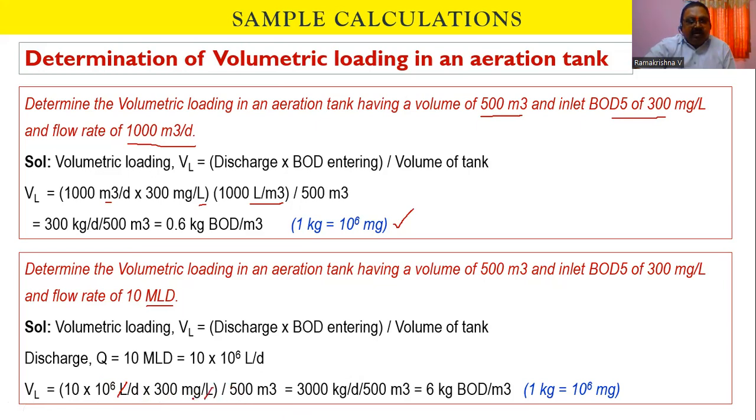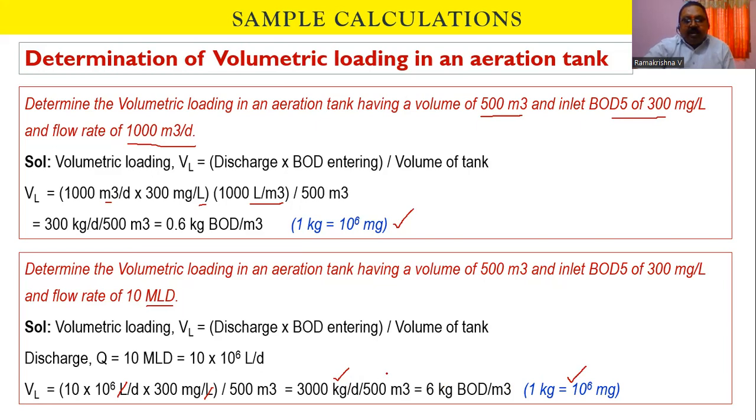Liter will get cancelled out. Ultimately, you are going to get the numerator milligram per day into 10 to the power of 6, divided by 500 meter cube. What you are going to get is 3000 kg per day divided by 500 meter cube. Why kg here suddenly? Again, this is 10 to the power of 6 milligrams. 10 to the power of 6 milligrams is equal to 1 kilogram. The conversion we have already taken care of.